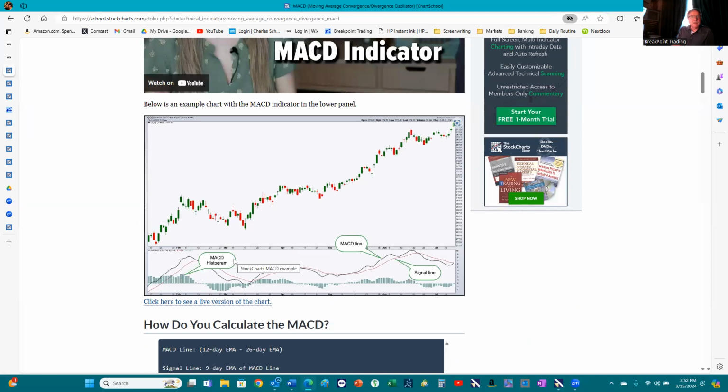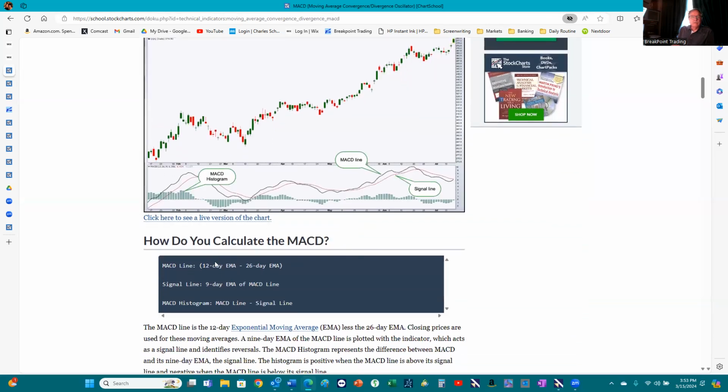I don't know what chart this is, but the histogram down here, basically, the MACD is made up of two things. First, the difference between two moving average numbers. The standard is 12 and 26. So the difference between 12 and 26, and then calculated based on a 9-day signal line. The red line here is the signal line. So that's the 9-day moving average.